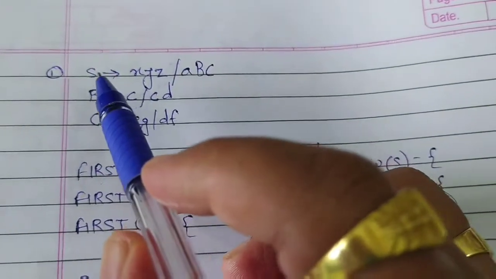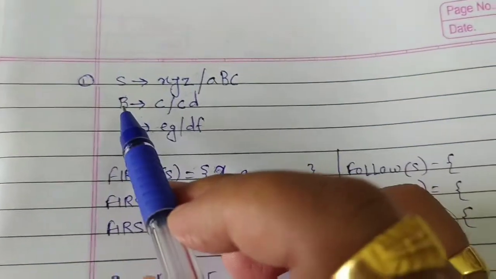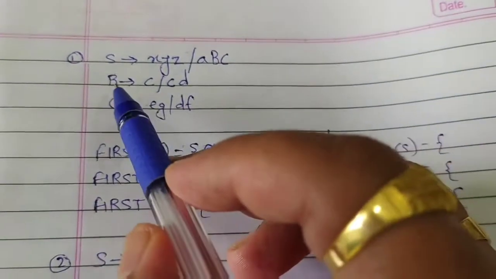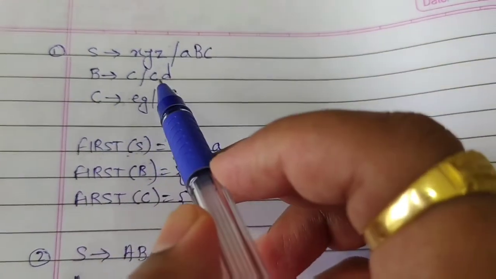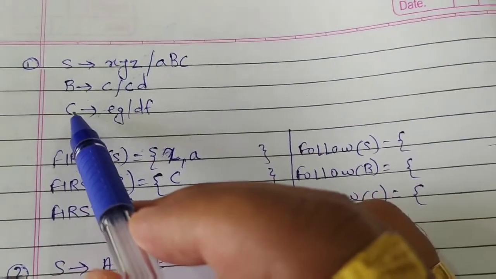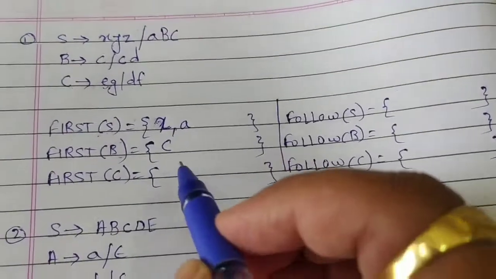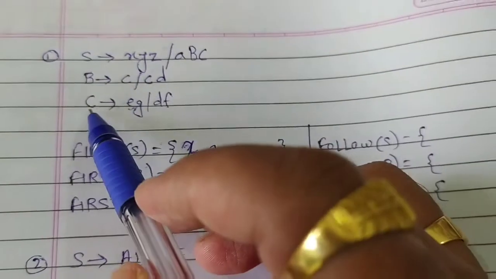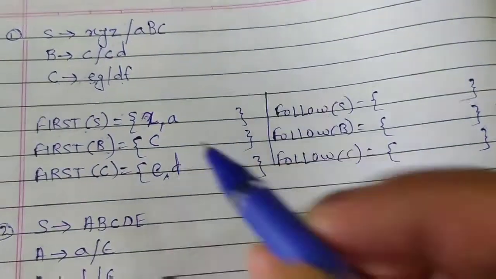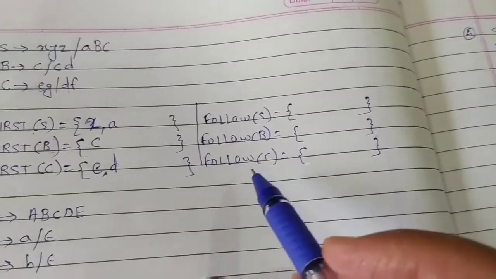Again, when you expand S, we get small a. When we expand B, it starts with small c. Again, when we expand capital B, we get small c. So small c already we have written. So again for C, when you expand it, it starts with e. So e. When you expand C, it starts with d. So d. Afterwards, we will find out follow for this grammar.